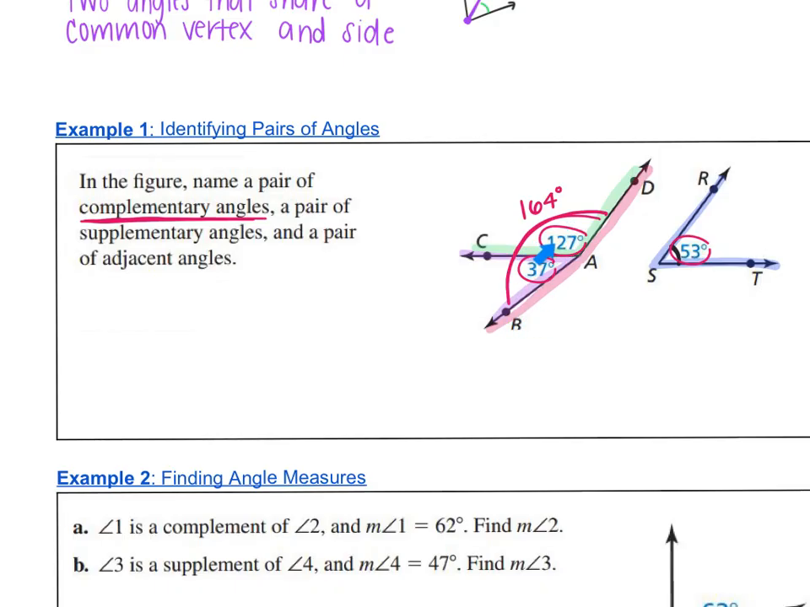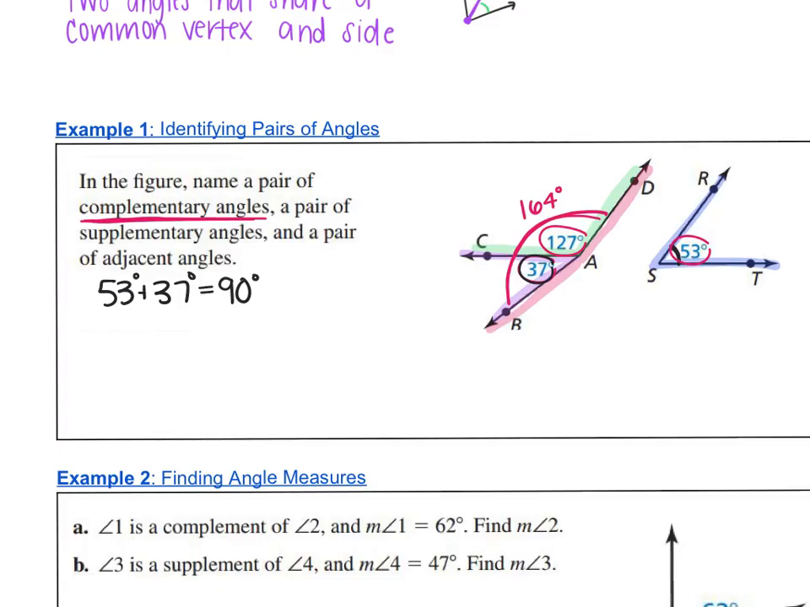I know that 127 plus 53 is going to be way more than 90. What about 53 plus 37? What happens if I add 53 plus 37 degrees? Hey, I get 90 degrees, which means those 2 angles are complementary. So now I need to name the angles. I need to name this angle that's 37 degrees. I can either call it CAR or RAC. Doesn't really matter which one.